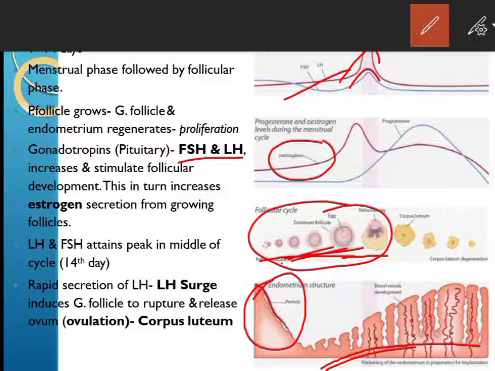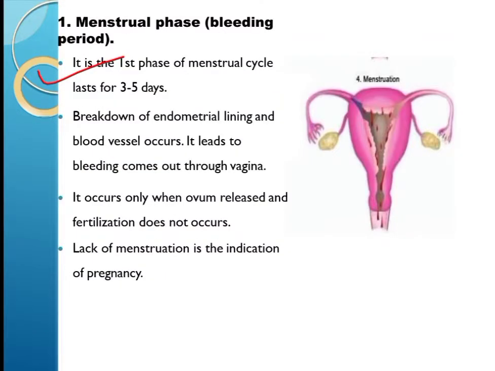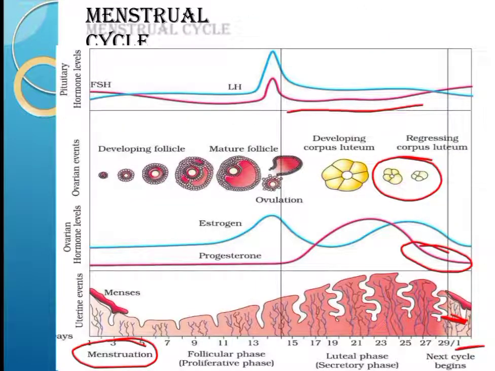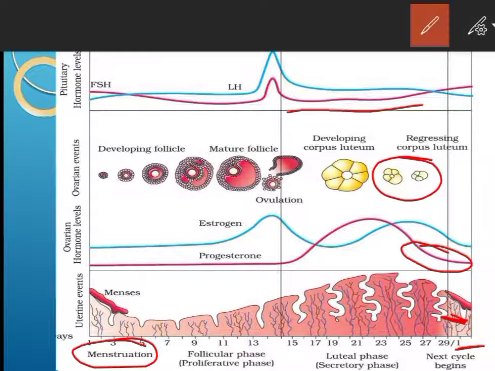Both the LH and FSH, which are being secreted, attain a peak in the middle. Here you can see it attains a peak. If I show you the diagram, here you can see there is a peak in LH and FSH. Okay, so in the middle of this cycle, that is on the 14th day, there is a peak of LH and FSH.